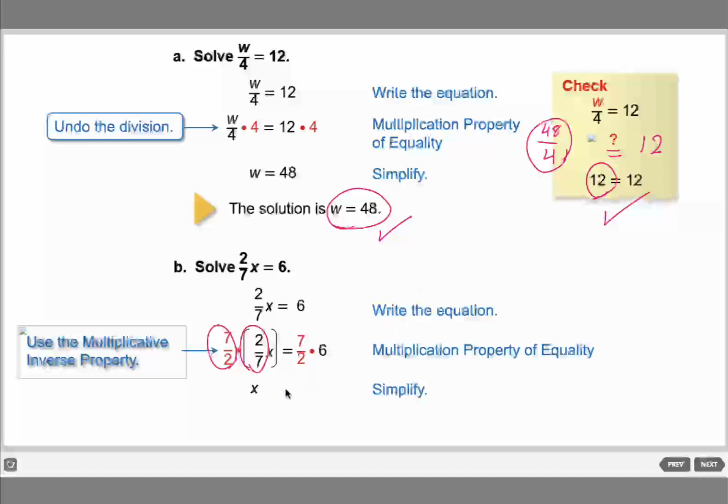When you multiply by a fraction, you can divide first. 6 divided by 2 equals 3. And 2 divided by 2, of course, is 1. And 7 multiplied by 3 equals 21. Excellent, my hero. So the solution is 21. Of course, you can check your answer like what you did in the first one.